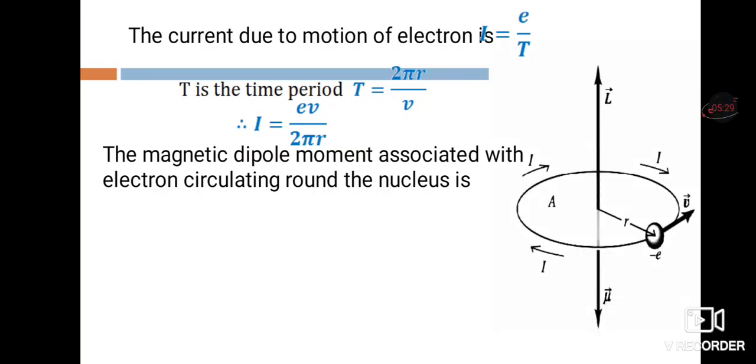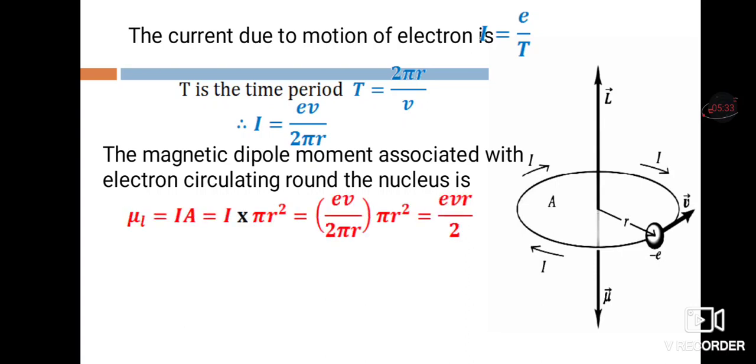That magnetic moment, as you can observe in the diagram, is mu L. We can write it along the circular loop: mu L is equal to I into A, where A is the area. Here again the electron is revolving in a circular path, therefore the area is that of a circle, which is pi r square.